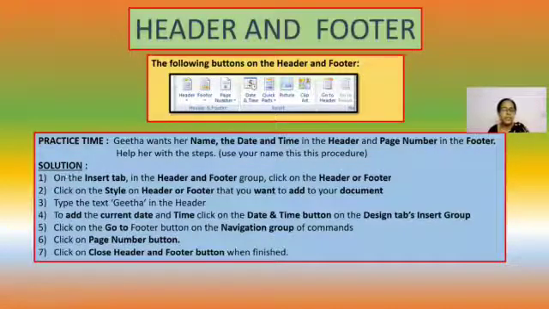As you all know, the header and footer comes in the Insert tab. Click on the Insert tab, the header and footer option, click on your style, and whatever you want to add in your document, type the text Geeta in the header, and add the current date and time from the Date and Time option in the Design tab. Then there is an option of Go to Footer. You click on this, and automatically you navigate through the groups. Many options are there for that. Then you select the page number and then close header and footer. I'll show you.